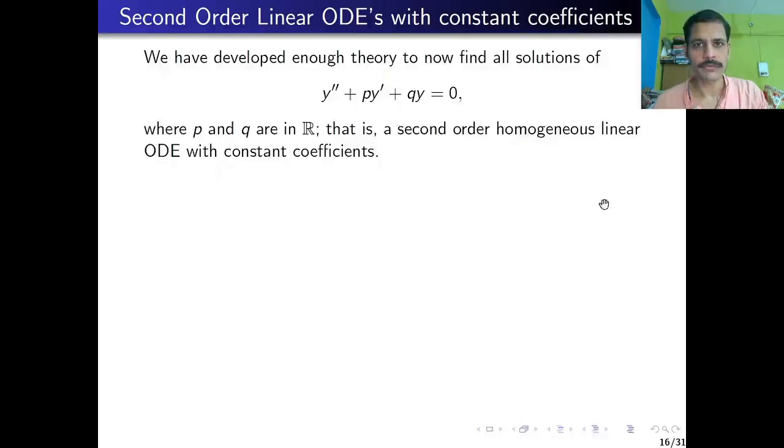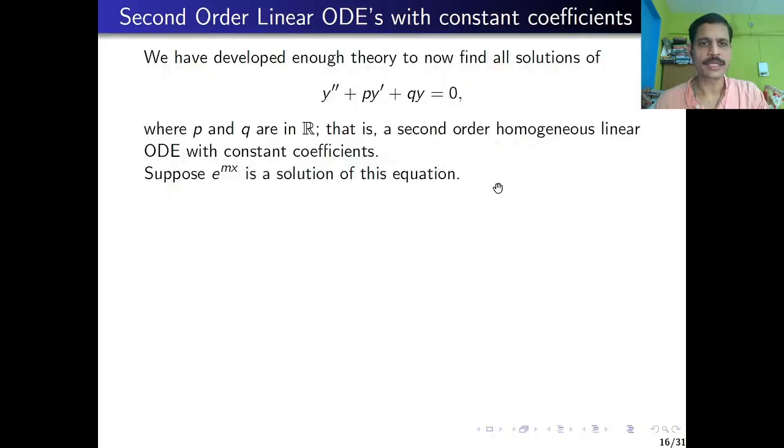We have developed enough theory now to find all solutions of second order homogeneous linear ODEs with constant coefficients. Let us consider the ordinary differential equation y double prime plus p y prime plus q y equal to 0, where p and q belong to R, that is, real numbers.